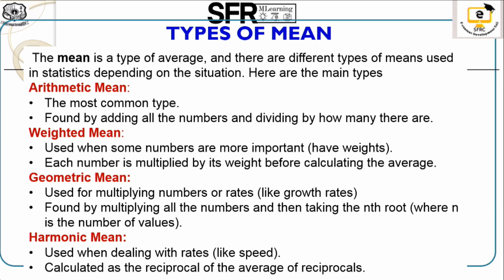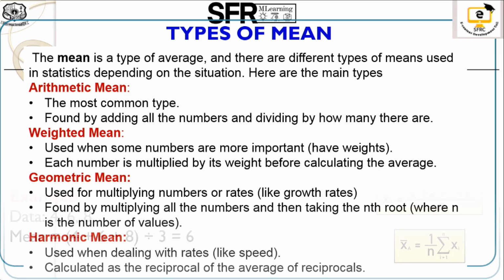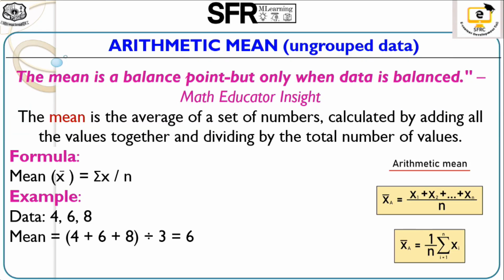Next one is the geometric mean, used for multiplying numbers or rates. This is used for growth rates, found by multiplying all the numbers and taking the nth root, where n is the number of given values. Next is the harmonic mean, used when dealing with rates like speed, calculated as the reciprocal of the average of reciprocals. First, we see the arithmetic mean for ungrouped data.